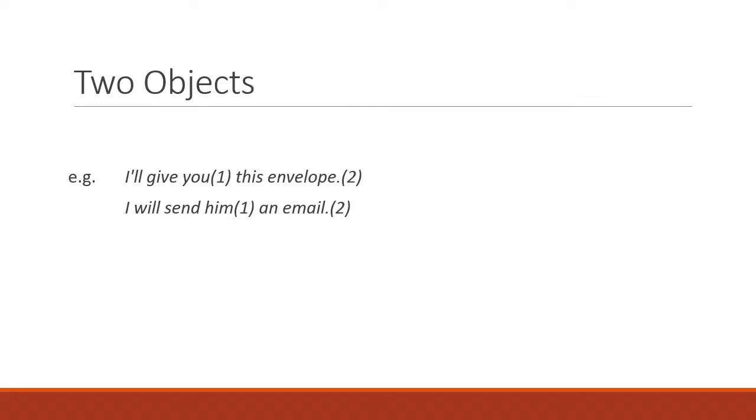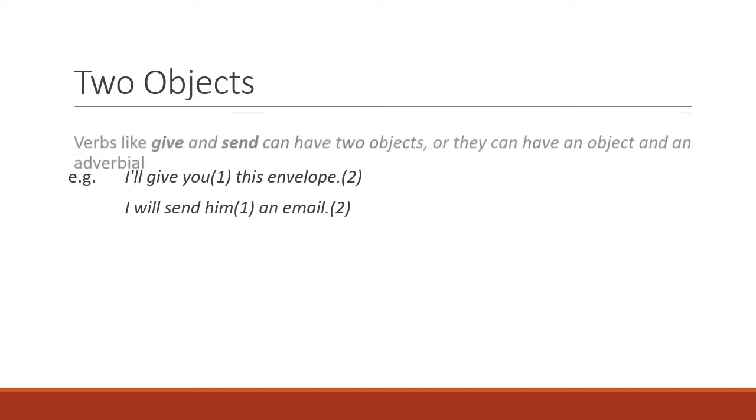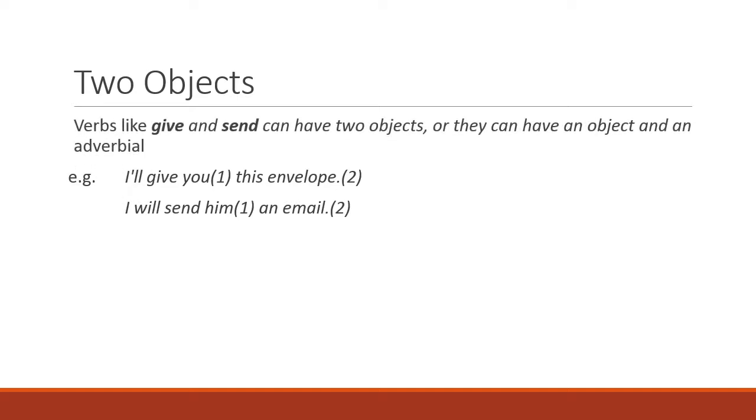Sometimes some verbs can take two objects, like I'll give you this envelope, I will send him an email. If you observe, you will find that there are two objects in these sentences. I'll give you, the first object, and this envelope, the second object. So verbs like give, send, etc. can have two objects, or they can have an object and an adverbial.